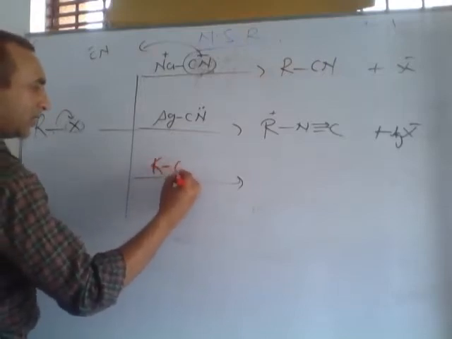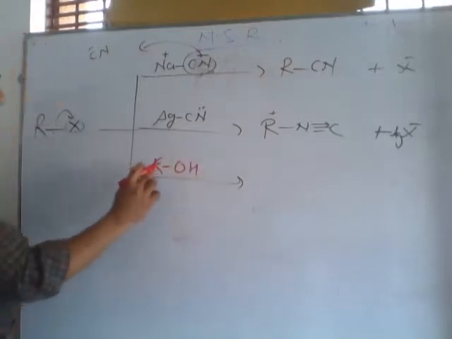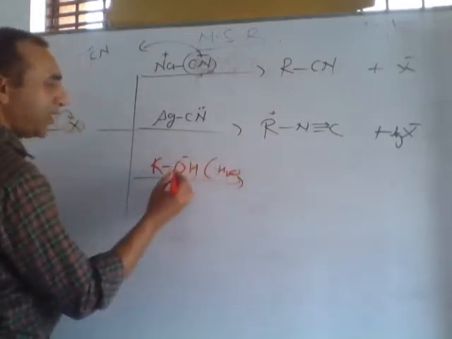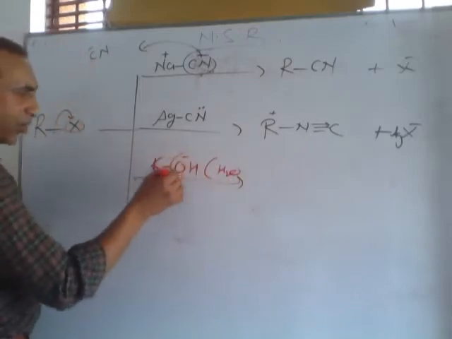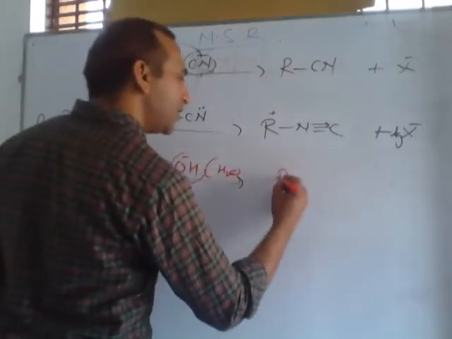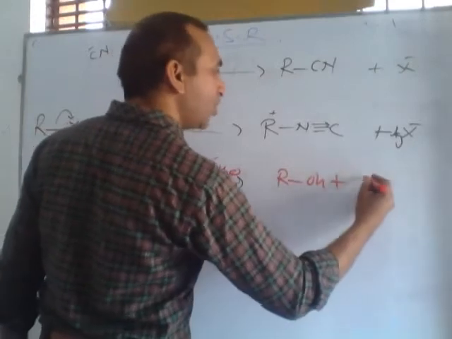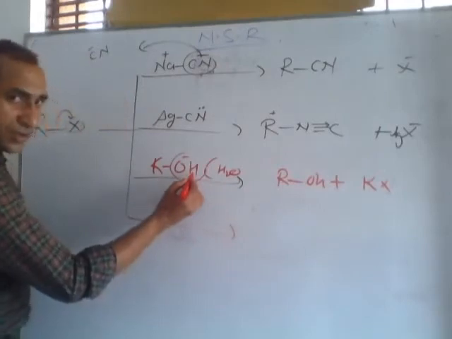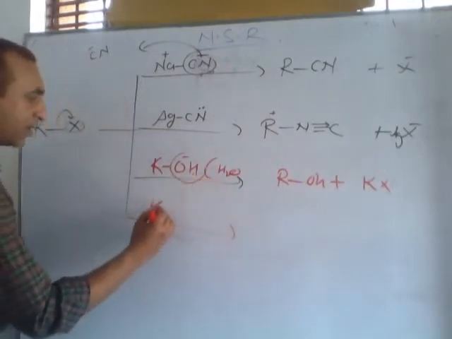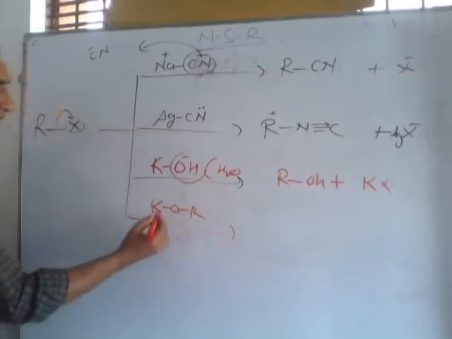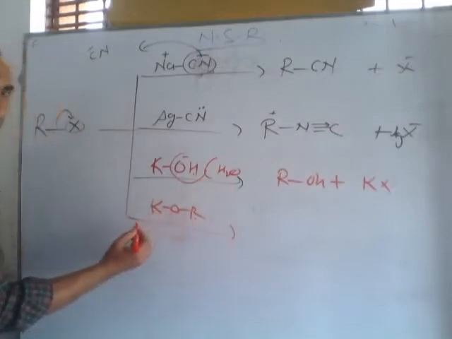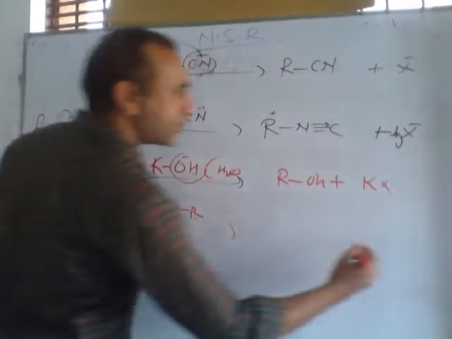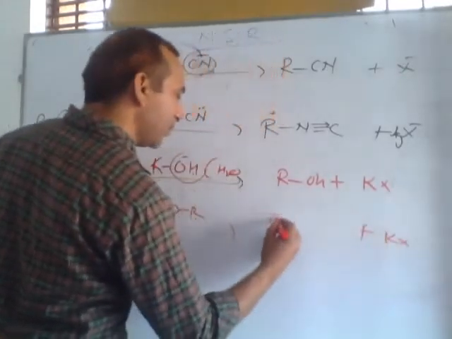This is KOH, potassium hydroxide. Potassium hydroxide in aqueous medium provides this ionic compound, providing OH minus, which replaces X. This is also called a nucleophilic substitution reaction. If we replace this H with R, we get KOR, this is called potassium alkoxide. So in this reaction, KX is formed and the new compound ROR.